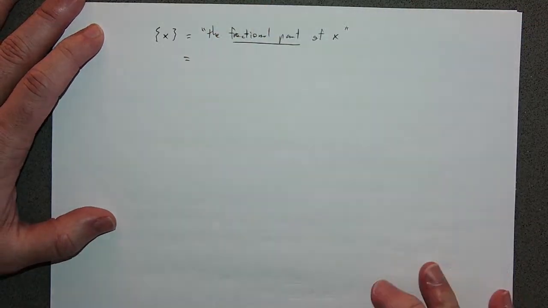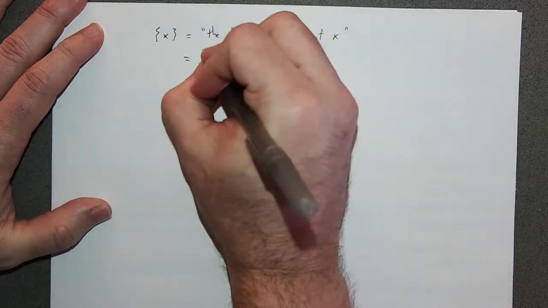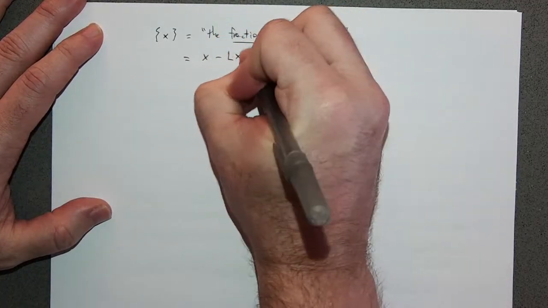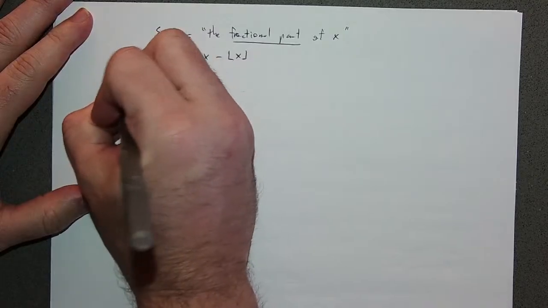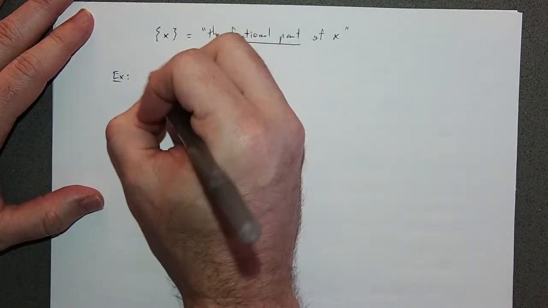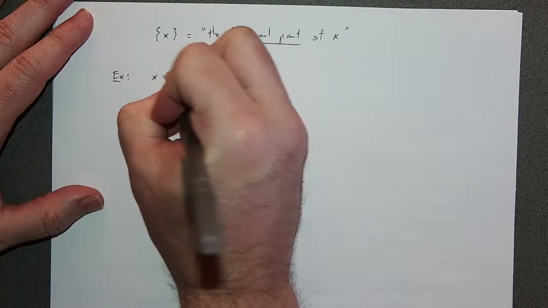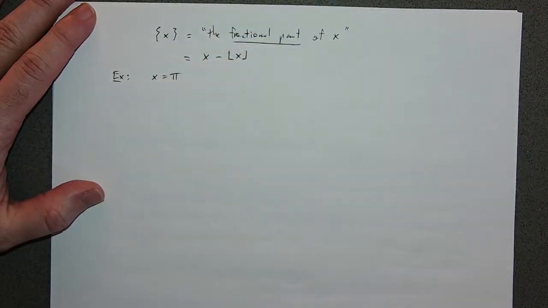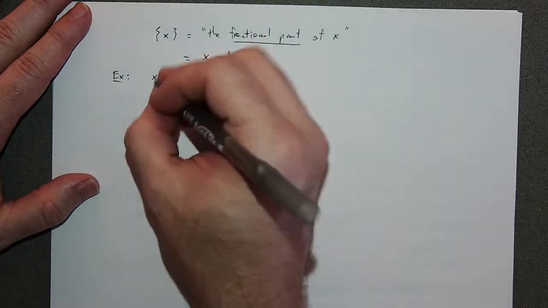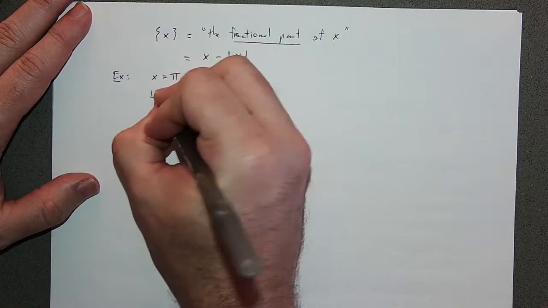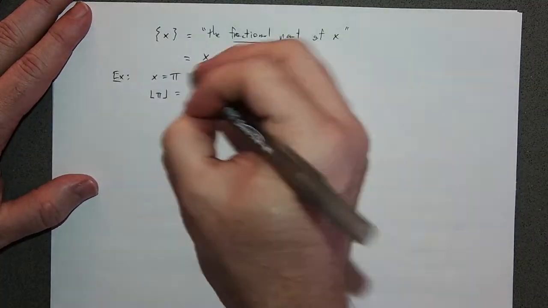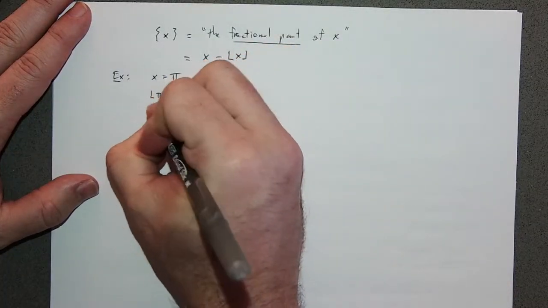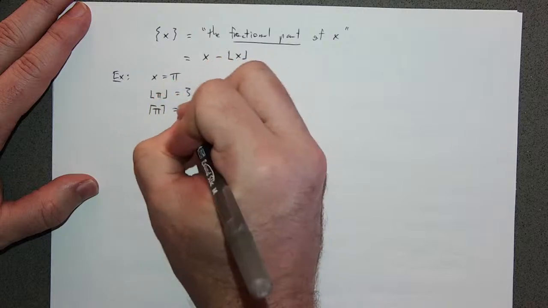This is going to be x minus the floor function applied to x. So, quick example. If x is pi, then what is the floor function of pi? Well, it's 3. What is the ceiling function of pi? It's 4.